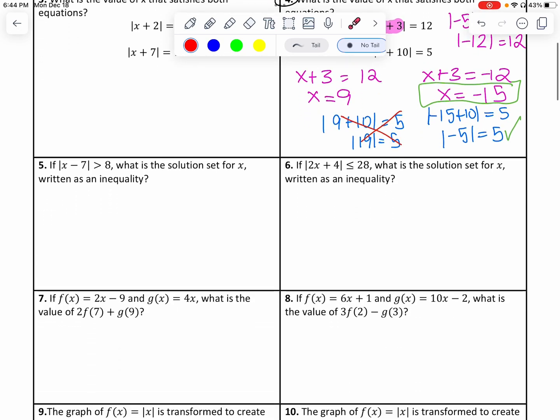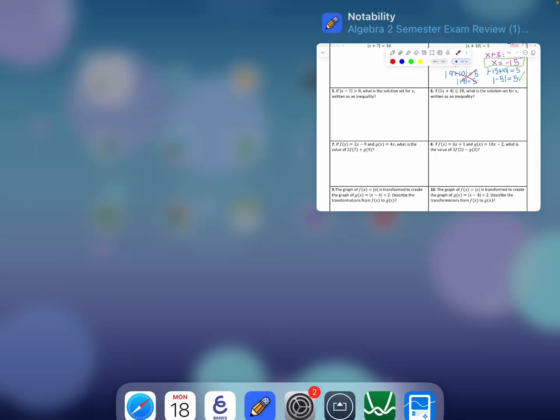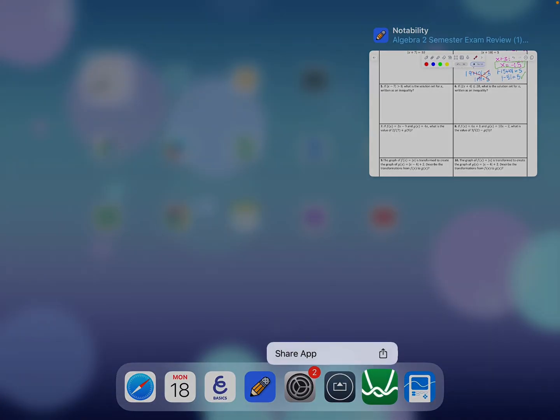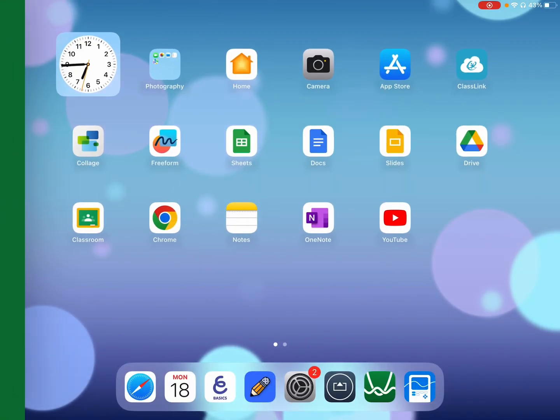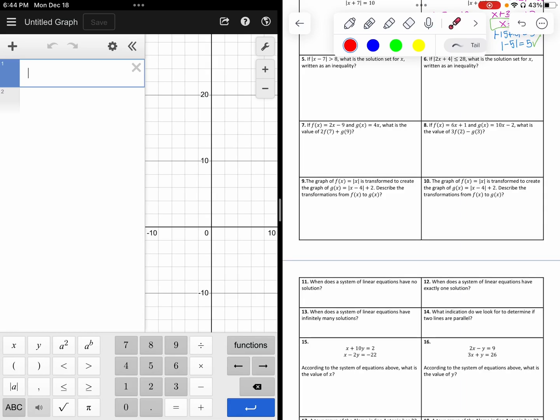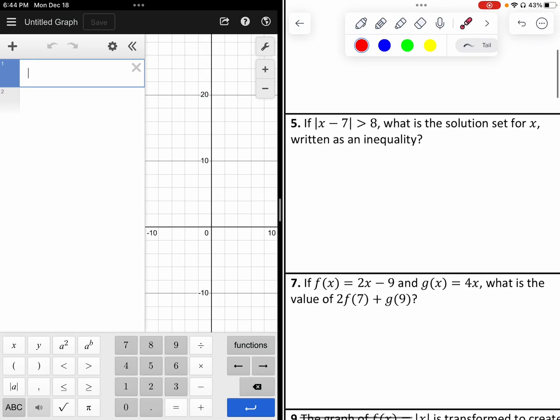Now, number 5 and number 6, I'm going to show you how to do on Desmos, because it's easiest to see how they look on Desmos. So I'm going to go ahead and pull up Desmos. Let me see if I can do some split view here. All right, so I'm going to start with this one. All I'm going to do is use my absolute value bars. I'm going to say, absolute value bar of x minus 7.